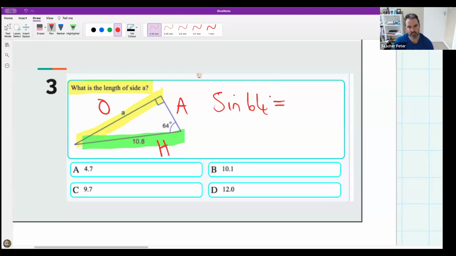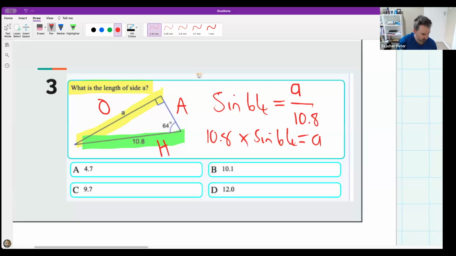So the sine of 64 would be equal to a over 10.8. And then we know, but now we have to get our calculator out. What are you guys getting?